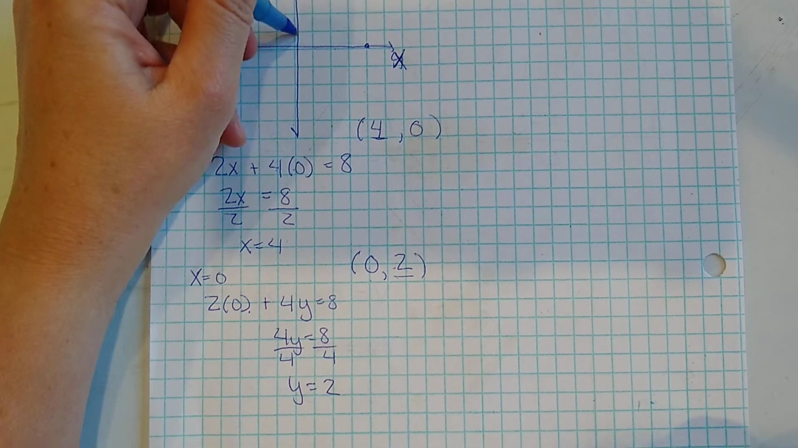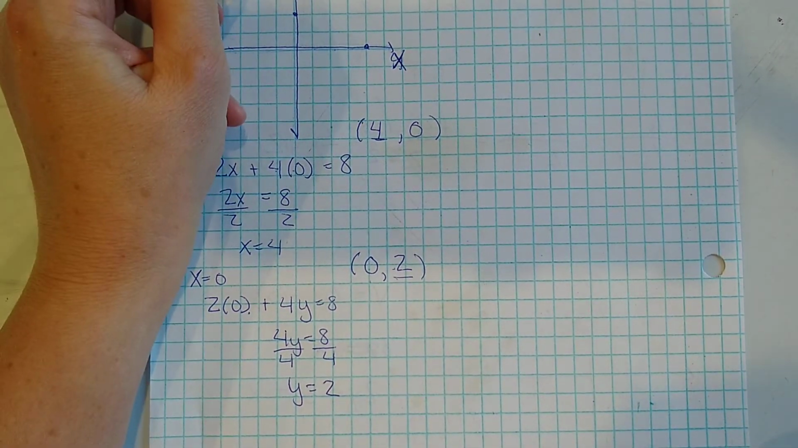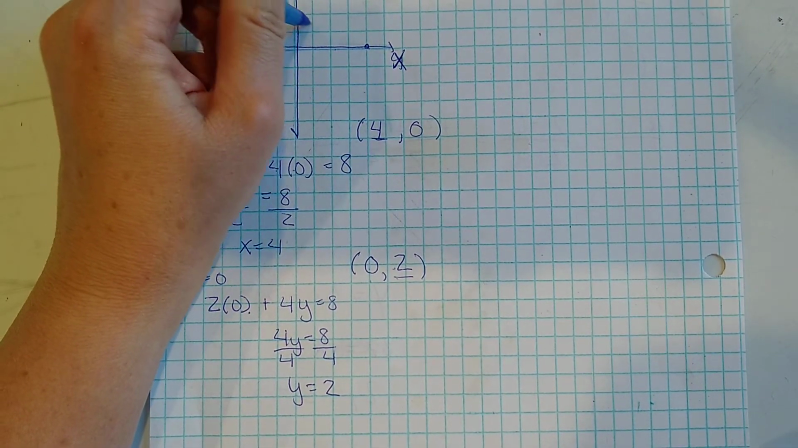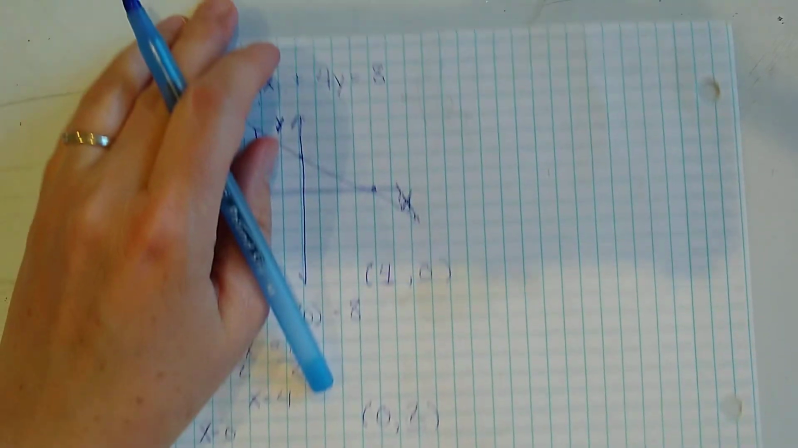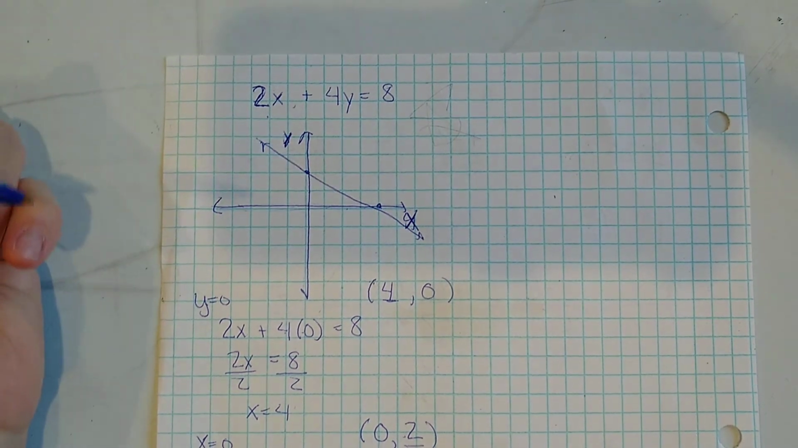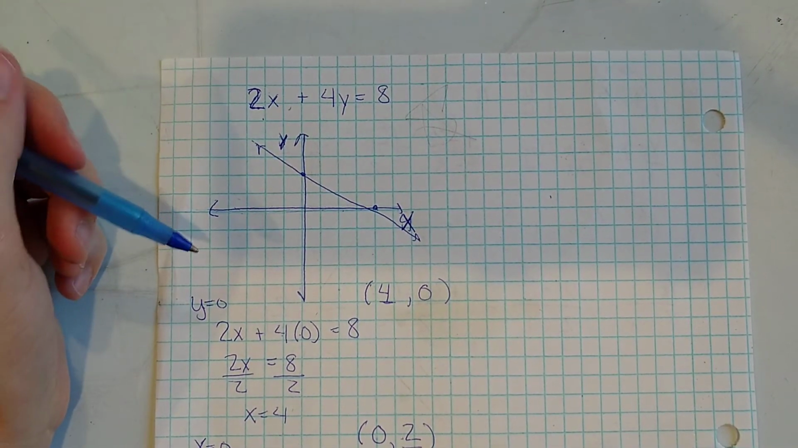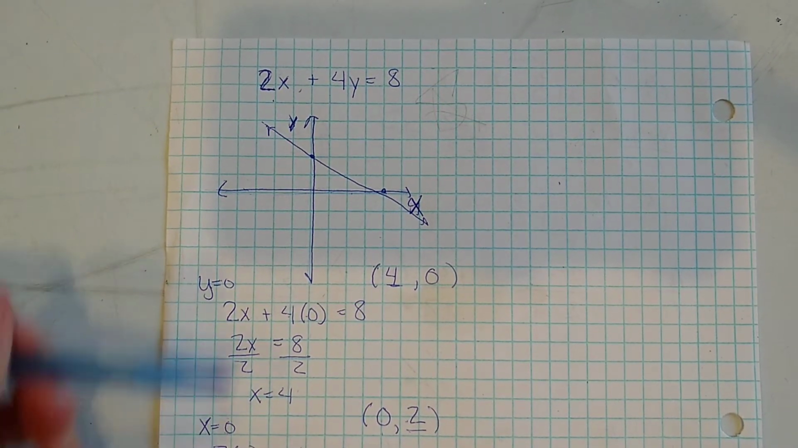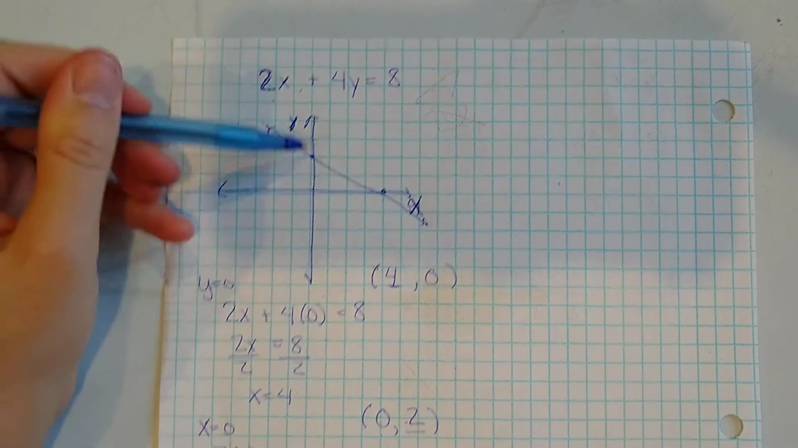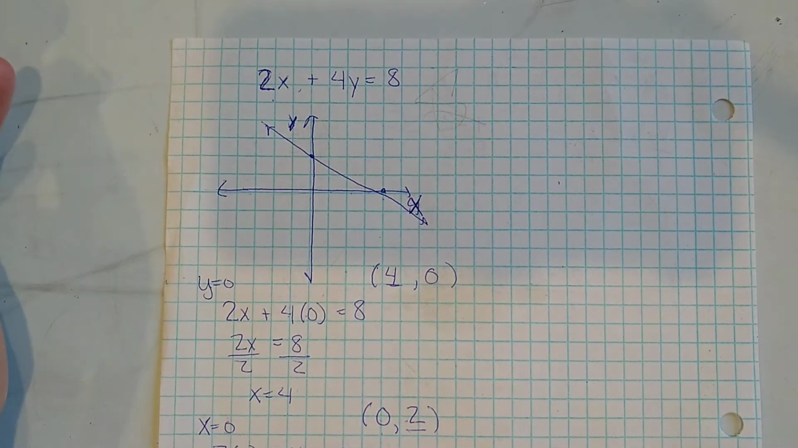So 0 and then up 2. And then I have this lovely graph of this line. Hopefully it goes through the points. Didn't quite do that. All right, and then I have this, and that's my line. So what we're doing is finding the y-intercept, which we did here, and the x-intercept, which we did there, graphing the 2 points and drawing a line between them.